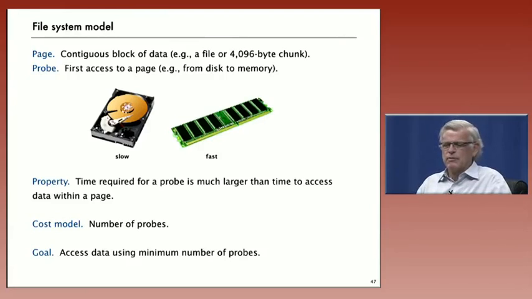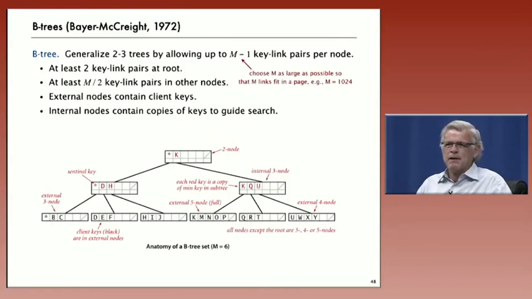So the real property of external storage, that is not your local memory, is that the time required to get to a page is way larger than the time to access data within a page. So what we want to do is try to access data that's out externally using a minimum number of probes. That's a model of a file system that is pretty workable. And so B trees are a generalization of balanced trees that allow for this.